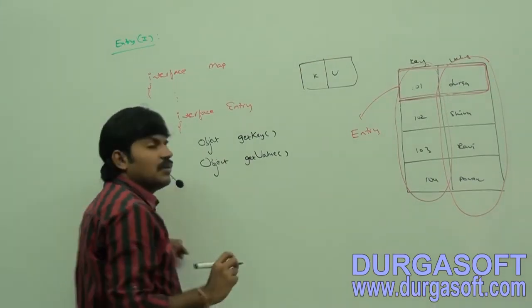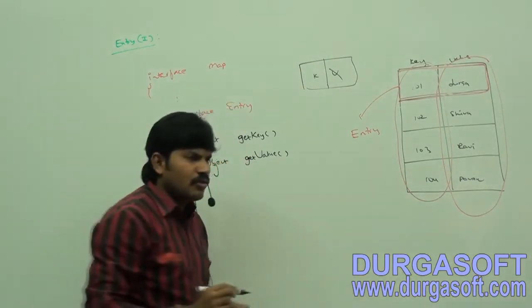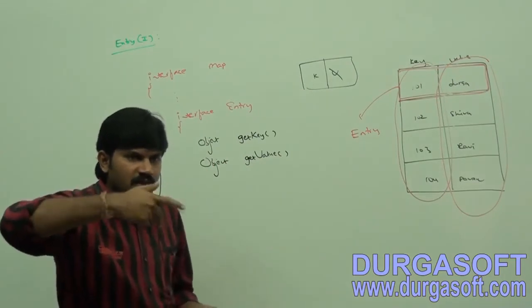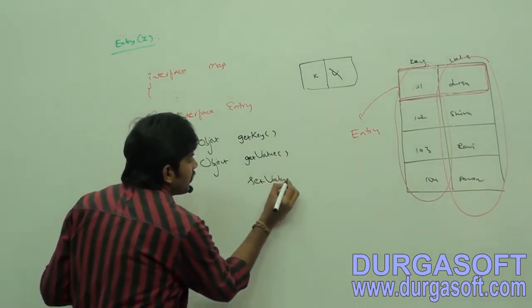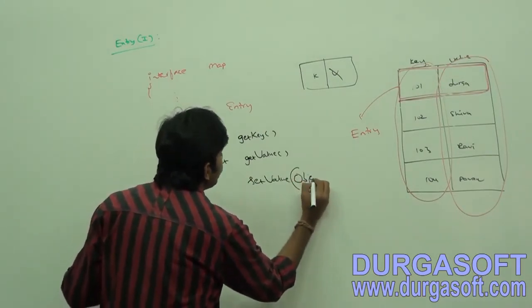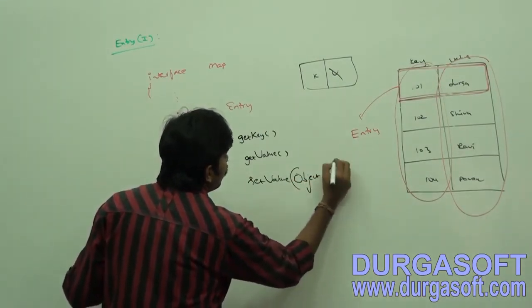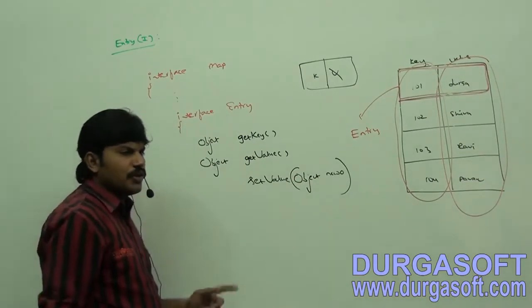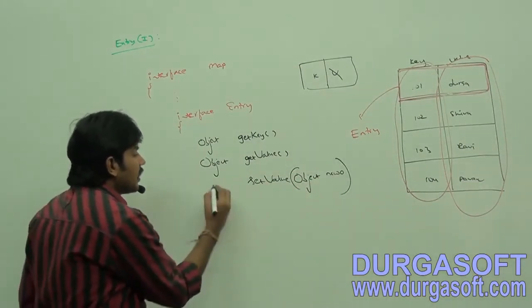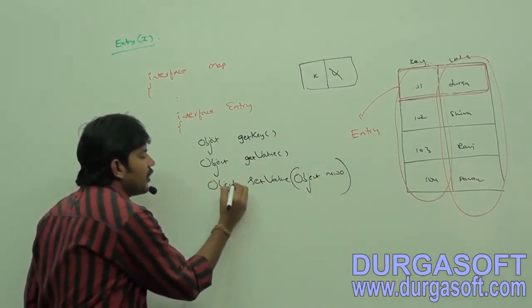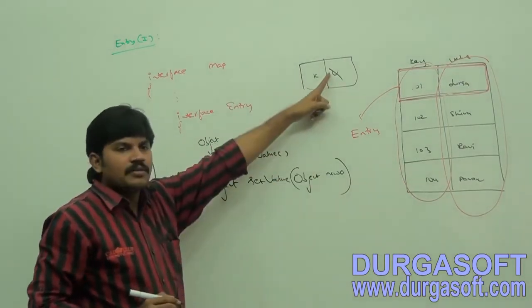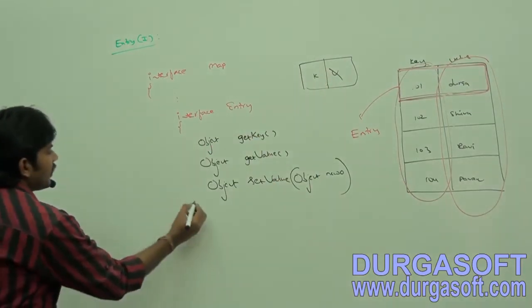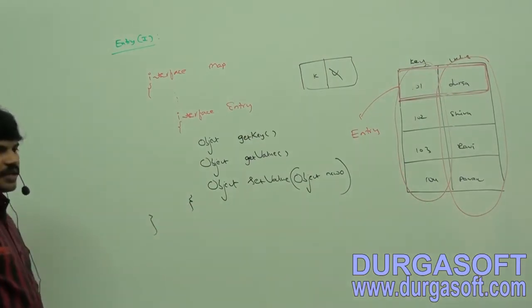Next, sir, I don't want this value. Can you please replace this value? Yes, boss. setValue. With which value do we have to set? With the new object. The return type is Object only. The old value will be returned by default. So this value is replaced with the new value and it returns the old value. Are you able to understand?